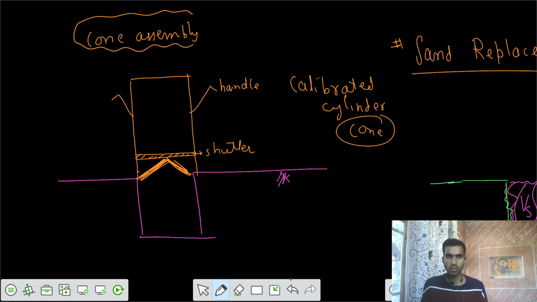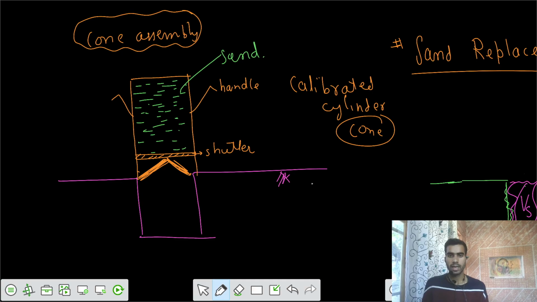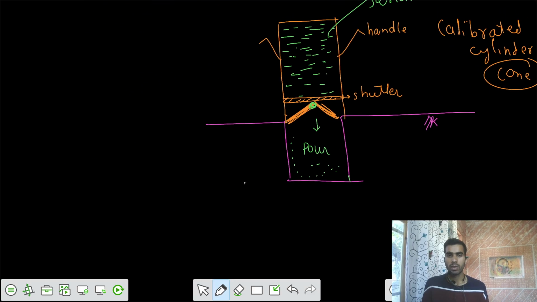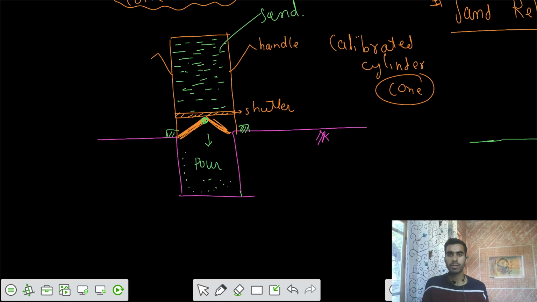So that acts as a cone, such that from the top there is some sand. Place it inside that cylinder. There is some sand inside that calibrated cylinder, and we are going to pour that sand now into that excavated area. Because it's going to get filled now, some part of the volume from the top is going to be lost.